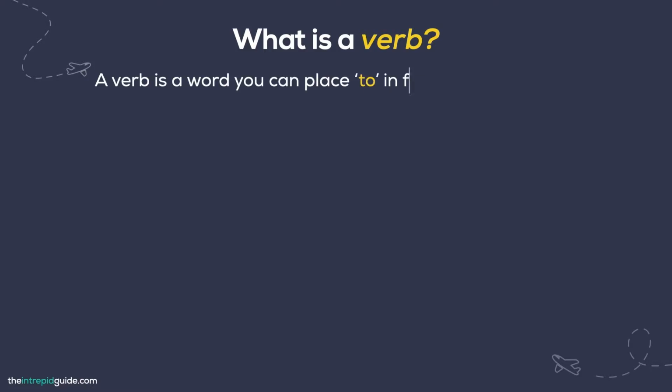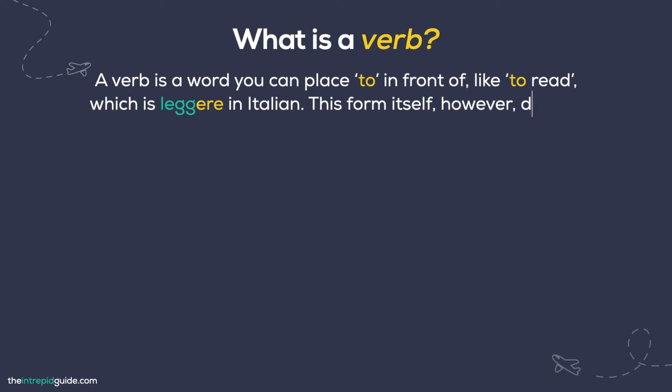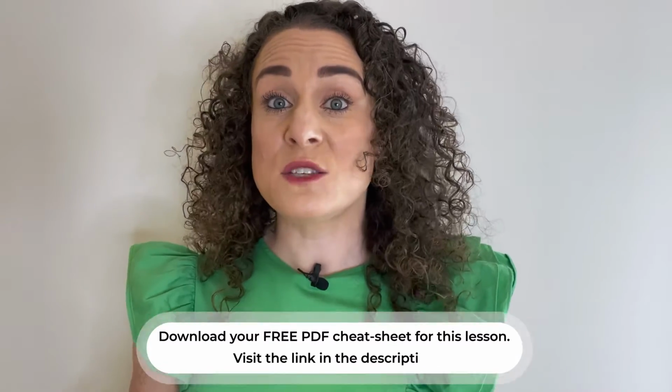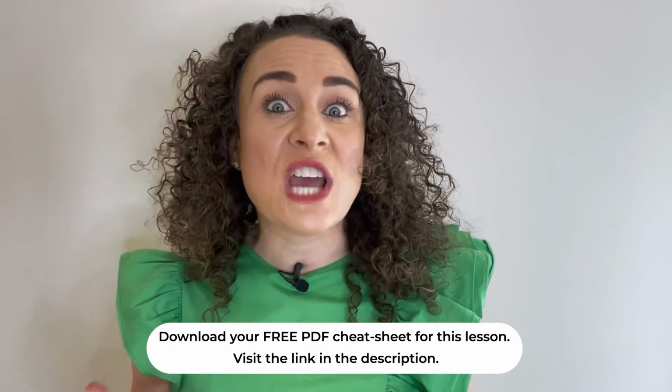Whenever we're giving directions on the street, ordering food at a cafe, or making small talk with a friend, we use verbs. Verbs are the core of a sentence because they enable us to express ourselves in a variety of situations and say a lot with very little in a concise and clear way. In grammar terms, a verb is a word that you can place "to" in front of, like to read, which is leggere in Italian. This form itself, however, doesn't tell us who is doing the action nor when they do it. This is why in speaking and writing, we need to change the verbs.